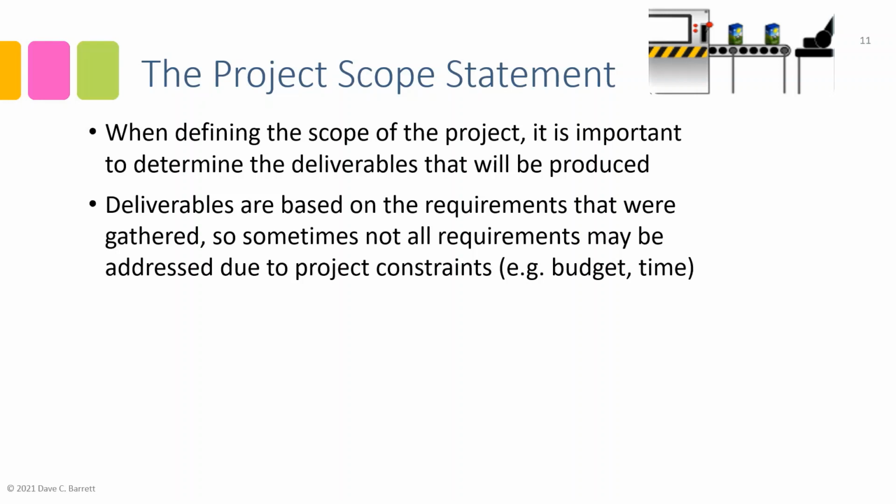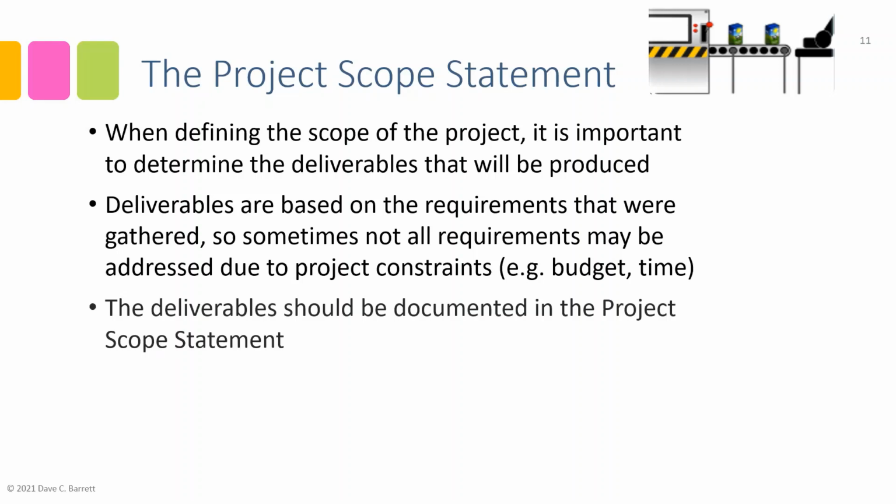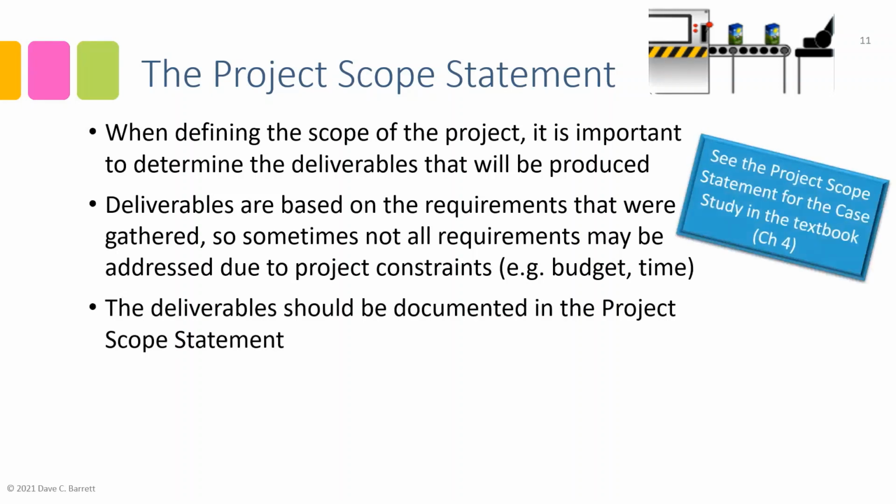Deliverables are based on the requirements that were gathered, but sometimes not all the requirements may be addressed due to project constraints such as budget and time and so on. We may not have the time or budget to be able to complete all of the requirements. And that's one of the challenges of scope planning. The deliverables should be documented in the project scope statement. Again, you can find the completed project scope statement for this project in chapter 4. You'll find it on page 50.